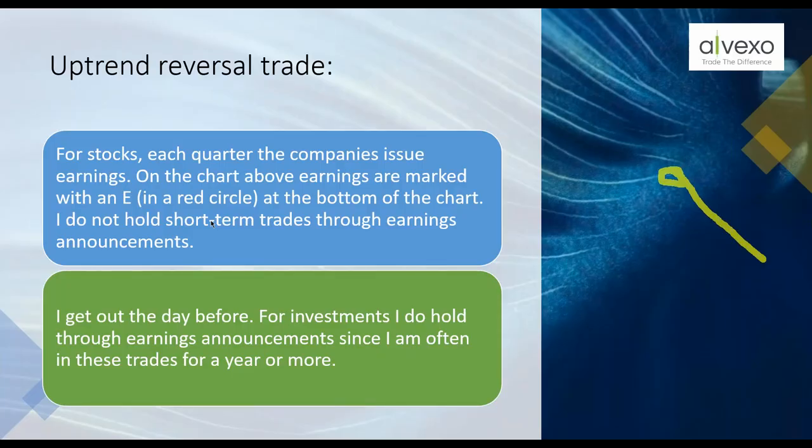For stocks, each quarter the company issues earnings. On the chart above, earnings are marked with an E at the bottom of the chart. I do not hold short trades through earnings announcements. I always get out the day before. And you should always, whether you're trading indices, currencies, cryptos, or commodities, be aware of your economics calendar. Never hold these trades through a major event.